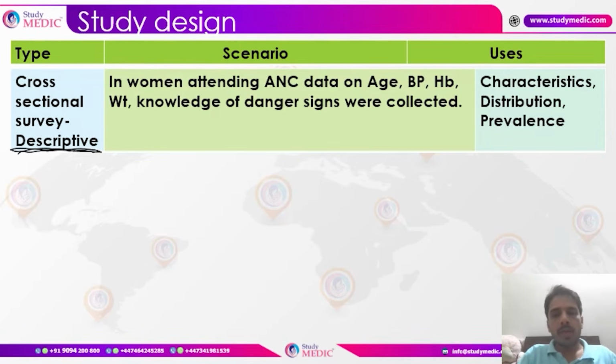When they do have the control group, observational study designs with a control group are called analytical observational study designs. We will discuss that later.